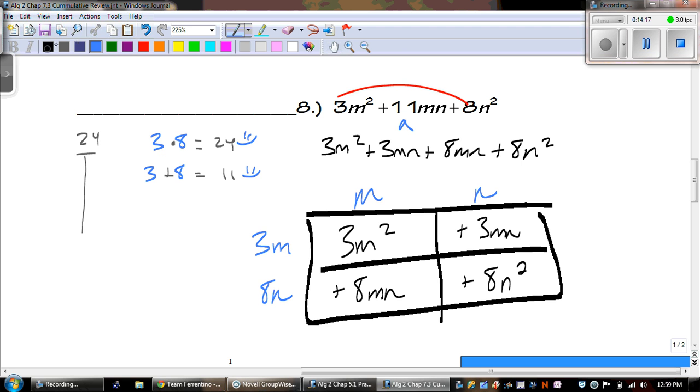Okay, so our final answer is the 3m plus 8n, which is the GCFs on the left, and then m plus n. Okay.